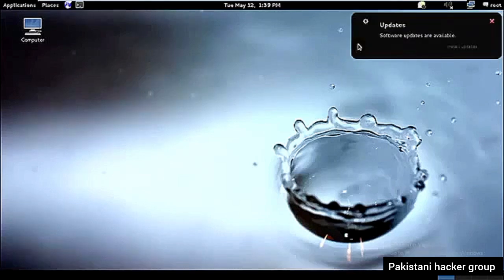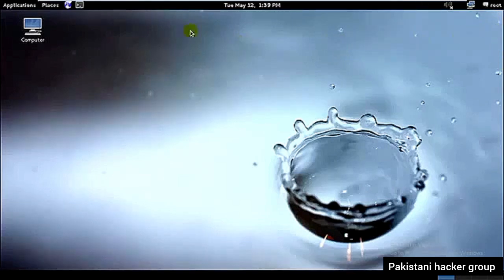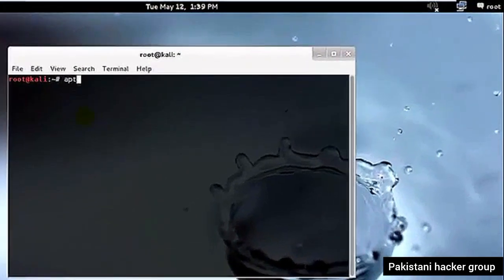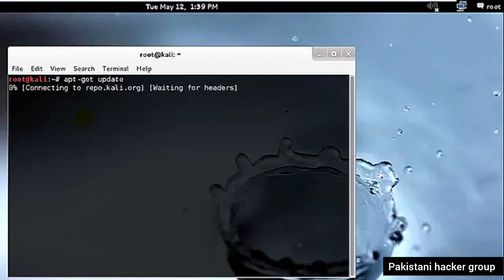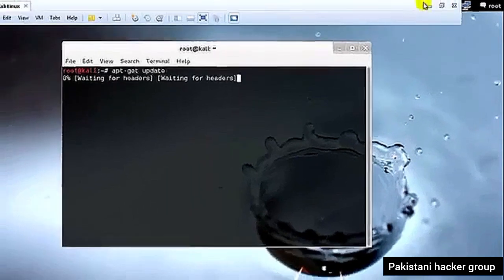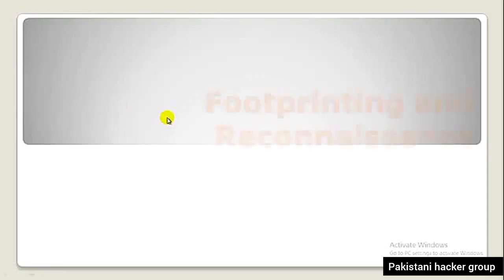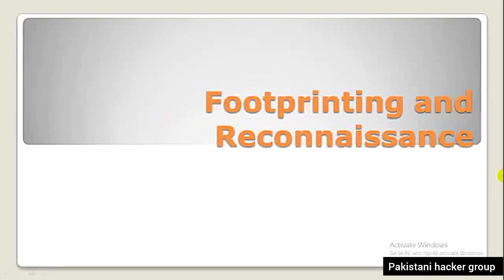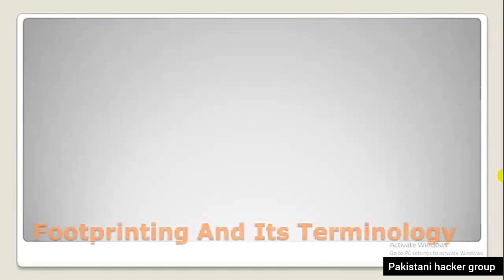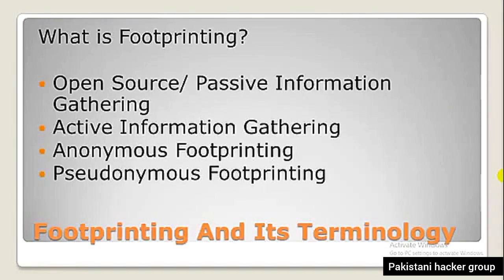So footprinting is just that we need to gather information about specific people. Okay, let me check the updates. By the time it gets updated, let's start with the footprinting terminology. So footprinting and reconnaissance is what we would be learning today. What is footprinting? These are the several ways of gathering information. Before we go deep into this concept, it is important to know the basic terminology used in footprinting, and these terms will help you understand the concept of footprinting and its structures.